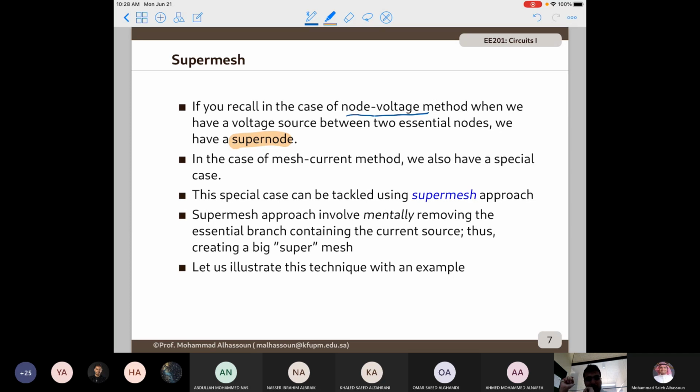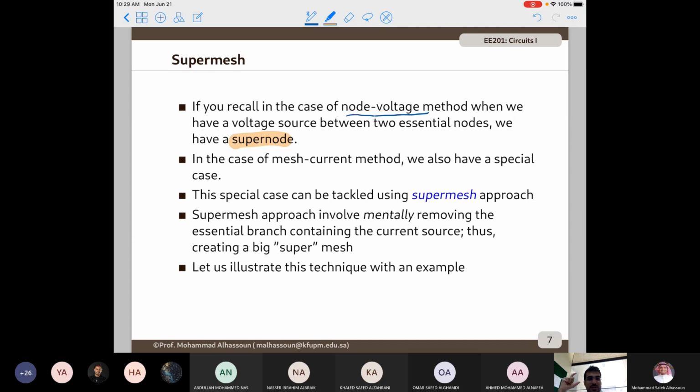In the case of the mesh current method, we're going to have the same situation, because remember, mesh current is simplified when we have a current source. Now, if we have a current source in the middle of the circuit, or between two meshes, the issue here is that we cannot directly find the voltage across it, because remember, eventually we're trying to apply KVL, so we need to find the voltage across it. So we cannot find the voltage across it.